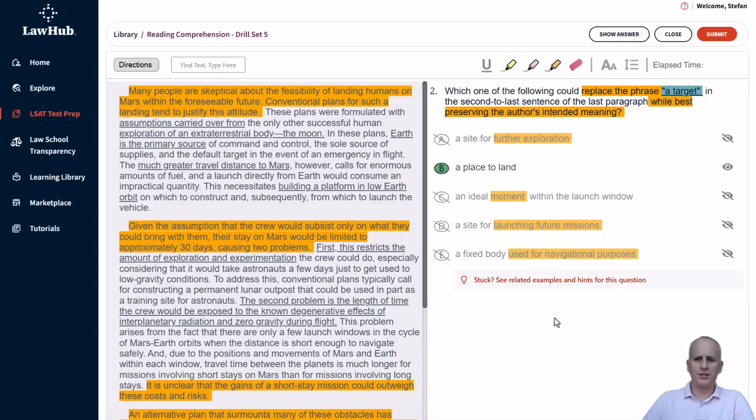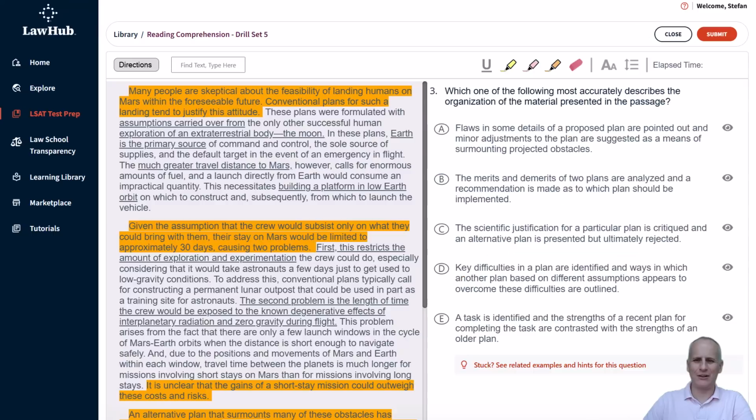Moving on from question 2 of Reading Comprehension Drill Set number 5 over at lawhub.lsac.org, we move to question 3. And in fact, question 3 is probably the second question you would attempt if you were working through this passage in full, because it has no specific term or line reference to reread for.